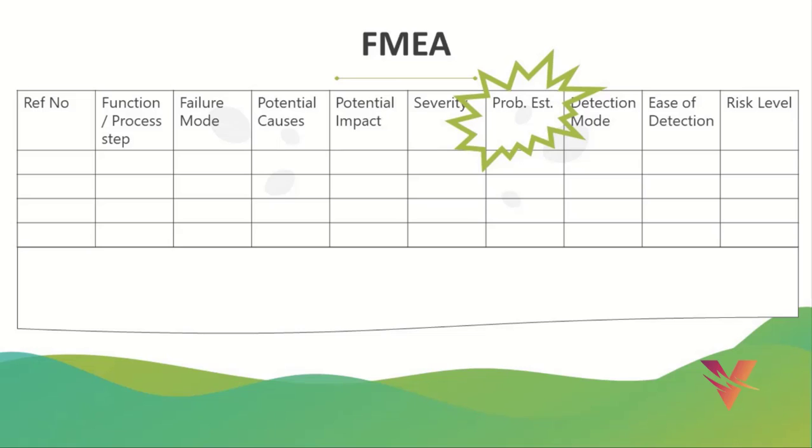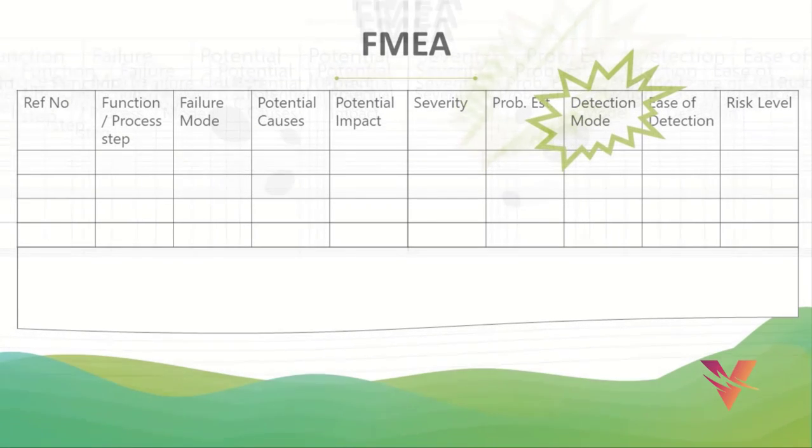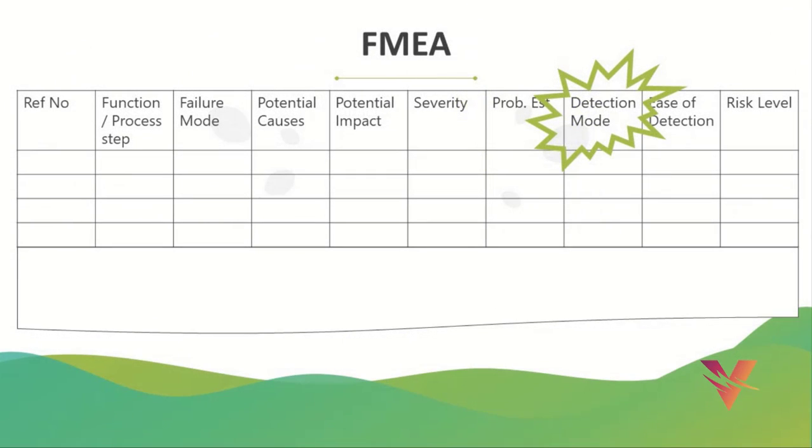And just like any risk register, we will also have a probability estimate. So for failure mode and effect analysis, this is often represented as frequency, how frequently is this likely to occur, because in manufacturing we could be producing tens or hundreds or even thousands of items in a day or even in an hour. Detection mode sets out existing controls that will either prevent the failure mode from occurring or detect it.